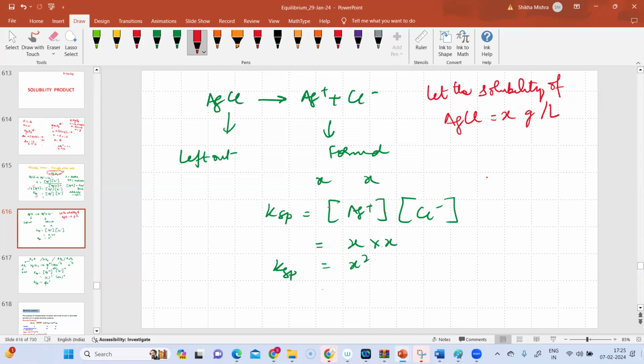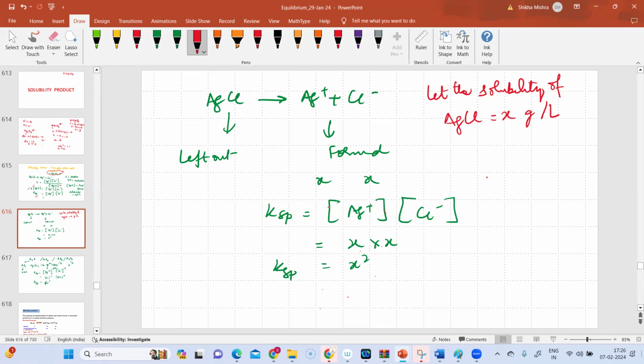So when you write the expression for Ksp, I believe it is clear. We'll be writing it as Ag plus and Cl minus. Now, the amount of Ag plus formed will be equal to X because that much has dissolved only. And similarly for chloride ion, it will again be X. So what we can say, Ksp will be equal to X square. The questions are not that difficult. Of course, they are there, that's the important thing, but not that difficult. They either give you the value of X and ask for Ksp, or they give the value of Ksp and ask for X. Is it clear, Ritika?